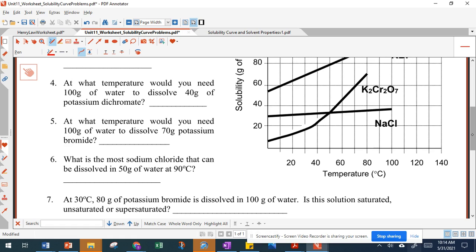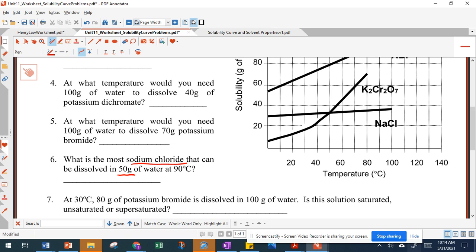Okay, the next type of problem you will see is a problem where they don't give you 100 grams of water. So I want to look at this one here for number 6. This is talking about sodium chloride in 50 grams of water at 90 degrees Celsius. All of these things on your graph are in 100 grams of water. But if you don't have 100 grams of water, sometimes you have to do a proportion, or you can just simply think of a recipe, maybe doubling your recipe or tripling your recipe, or maybe halving it or whatever.